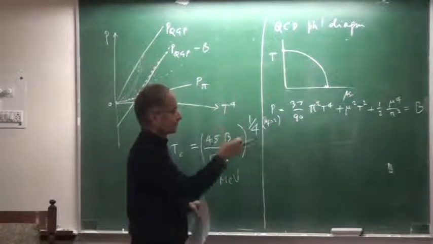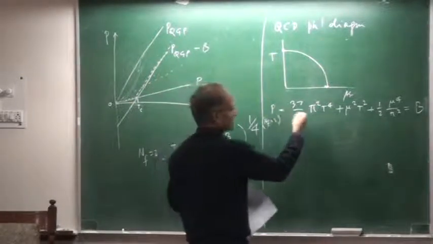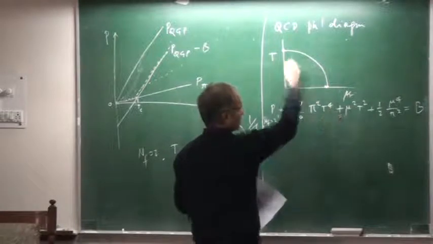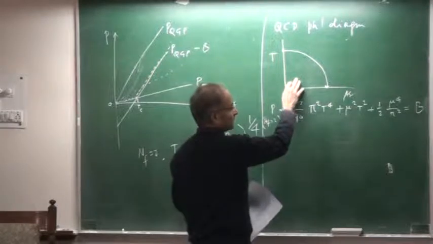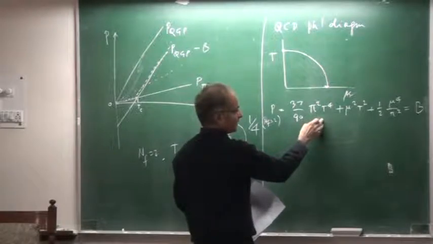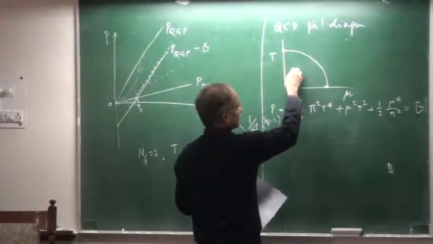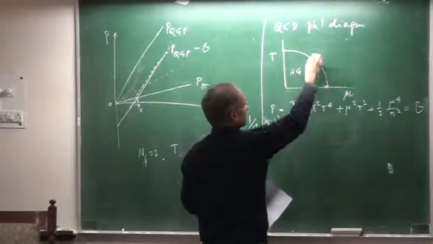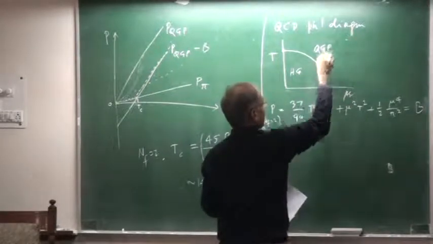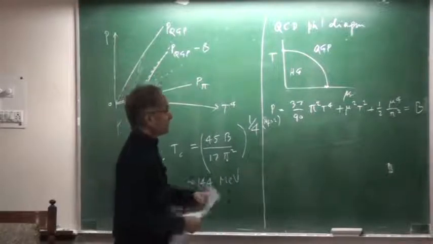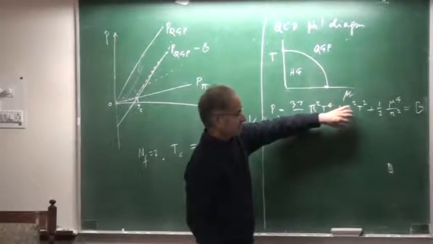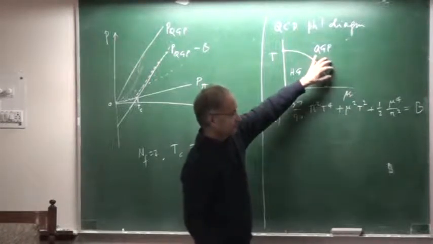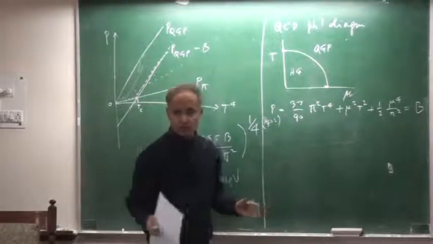There are two regions. On this line, the equality is satisfied. Below this, the QGP pressure is less. This is the region of hadron gas, the region of heat. This is the region in which T and mu are large, so the left hand side is large. The QGP pressure is larger than the back pressure, and the bag is broken.